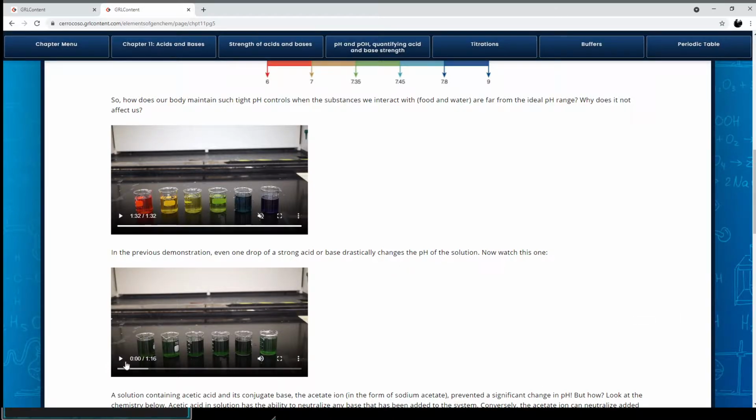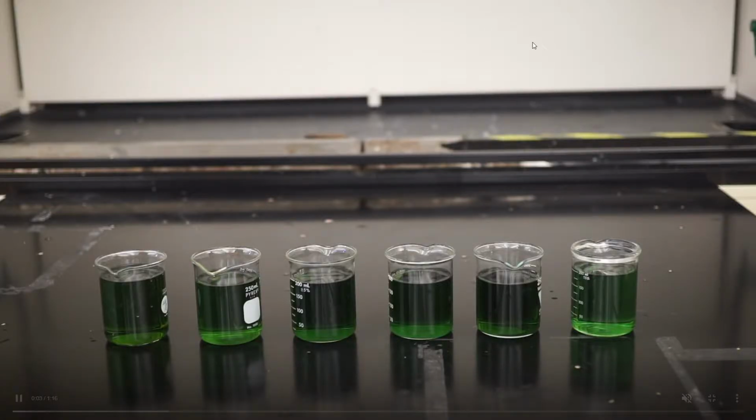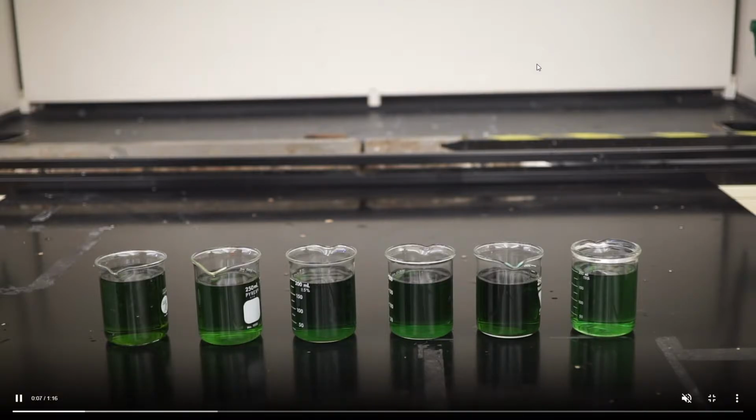Just while I'm here, though, since I have this open, we have the same universal indicator, but this time we've added something special to it called a buffer. And we'll talk about what a buffer is in a little bit. But first, let's just watch what happens when we add the same stuff to these beakers now, with the buffer inside.